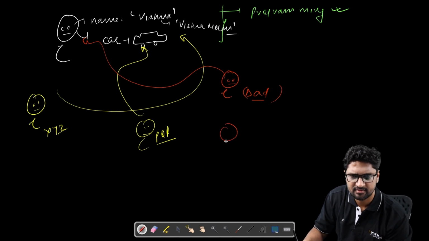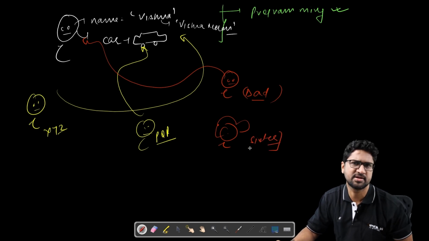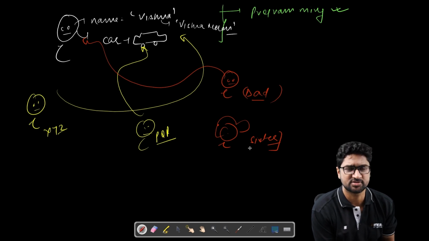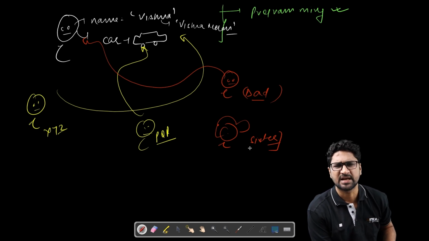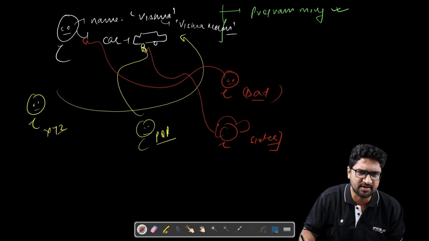Similarly, let's say my sister calls me and says, "Bro, my car is broken. Can you give me your car?" Now since my sister is asking, I'll say yes, it's all yours. Please go ahead and take the car. So I allow my sister to take the car itself.